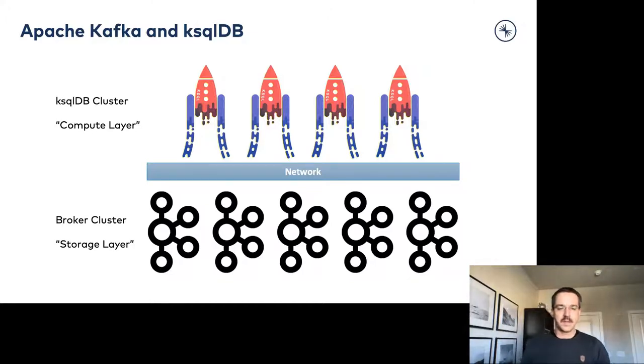It's really said we have two clusters of servers. On the one hand, we have the broker cluster, that is Kafka. And the broker cluster can be considered the storage layer of the system. And then we have a cluster of ksqlDB servers where we do the actual computation. And both clusters communicate over network. So it's kind of decoupled. You can also scale both clusters independently.